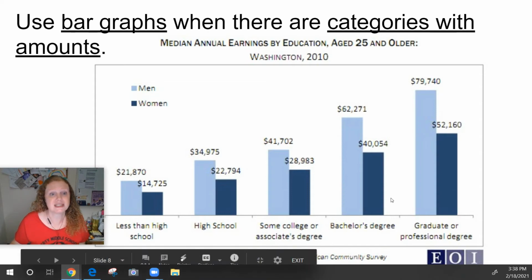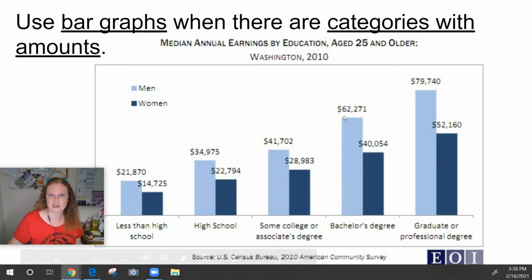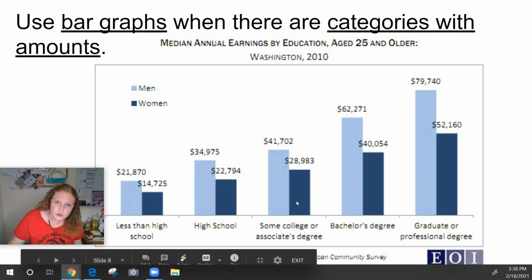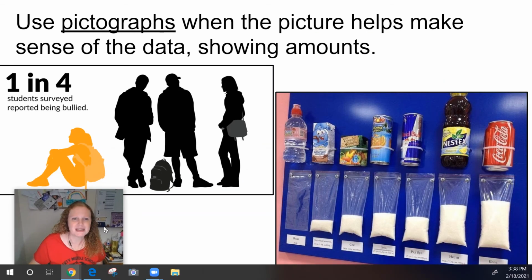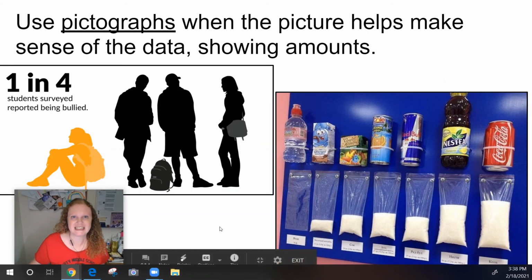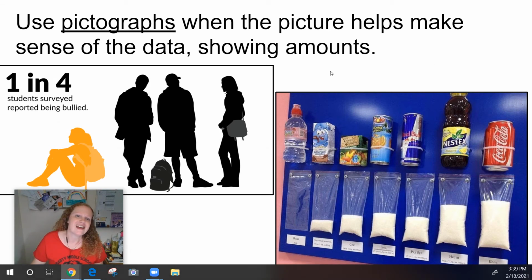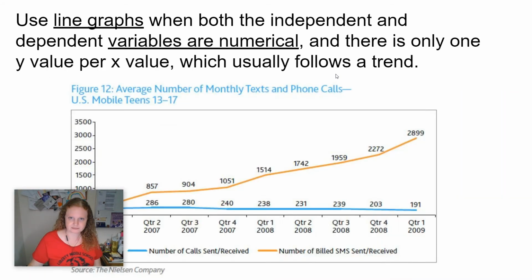I will say this is from 2010, and I know the situation has gotten better since then, just so you know. But this has categories and amounts. That's when we use bar graphs. Pictographs can be really powerful when the picture helps make sense of the data, showing amounts. This is a visual, powerful view that shows the actual amount of sugar you find in each of these drinks. By the way, don't ever drink soda, it's bad for you. That can be useful in pictographs or physical representation.